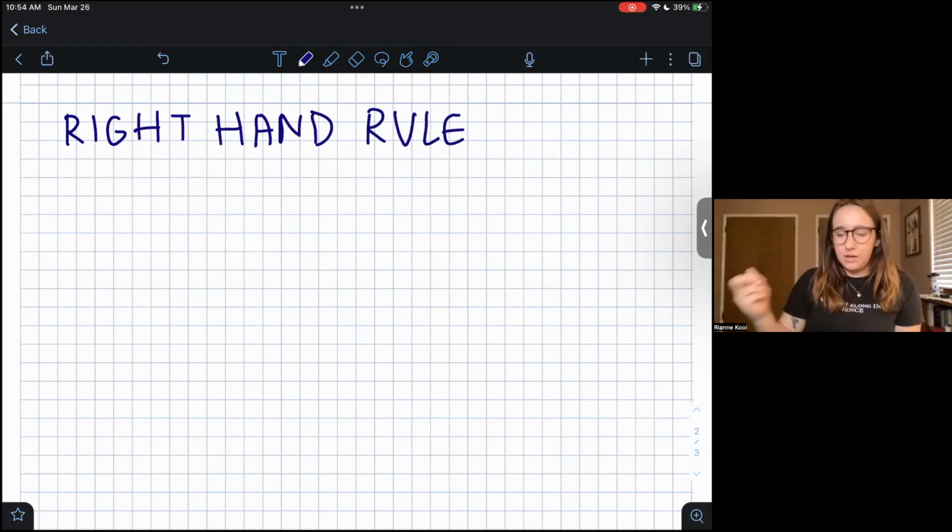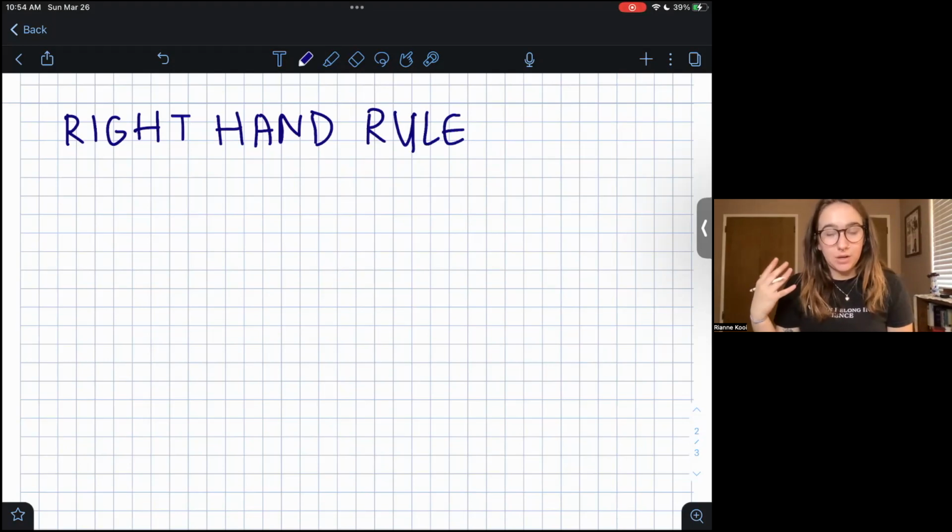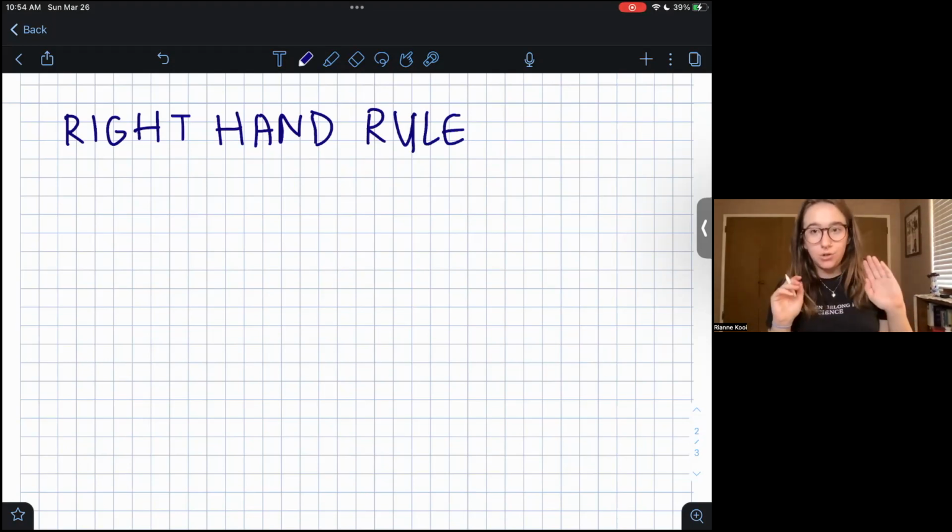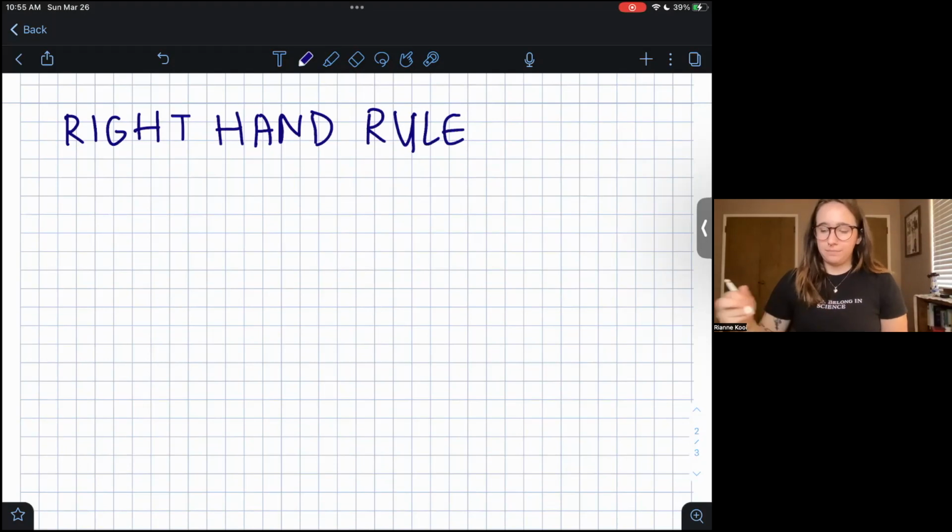So this is kind of shorthand for trying to find the direction of your crossed vector. There's a few different ways that you can find and use the right-hand rule, but the one that I'm going to teach you this time is curling your hands and using your thumb.